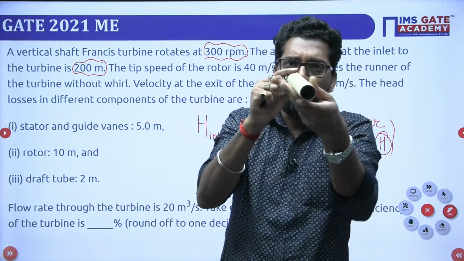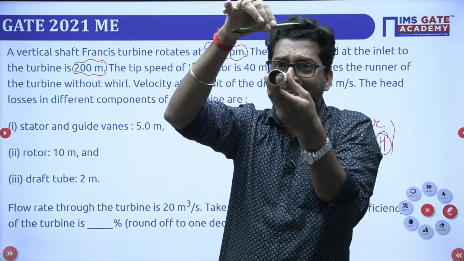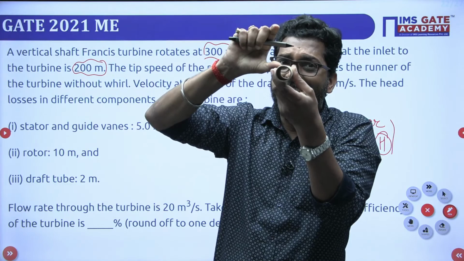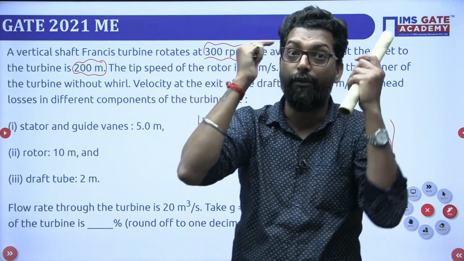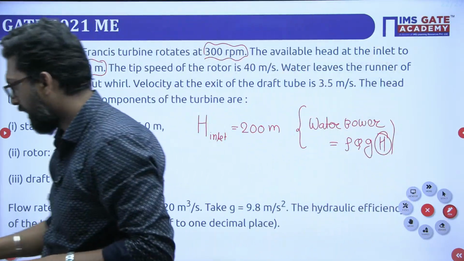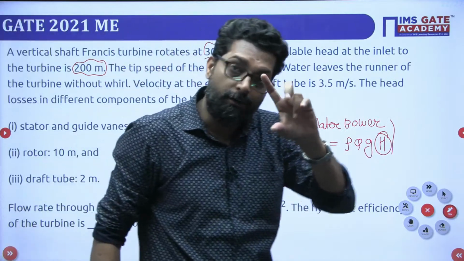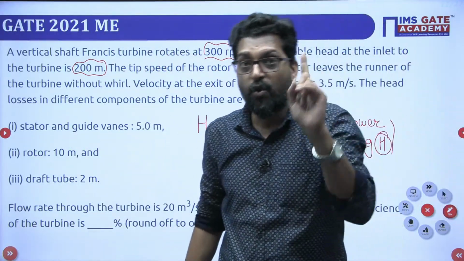But in the case of a Pelton turbine, the velocity is tangential. So what is the radial distance at inlet? The same radius distance is at outlet. Be very careful in this case. Okay. So see, in the case of a Pelton turbine, U1 equals U2.